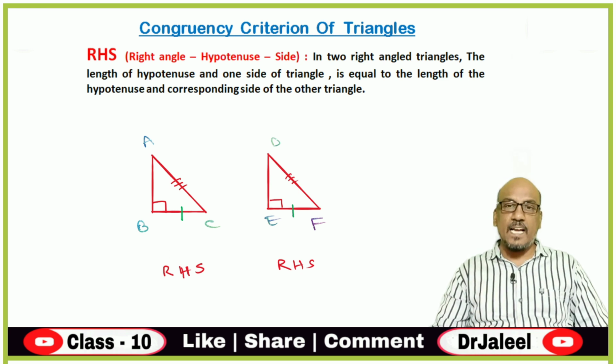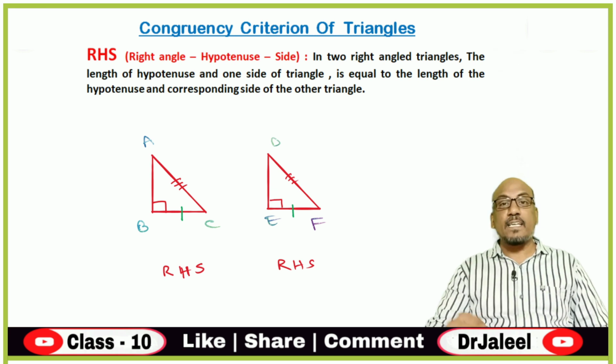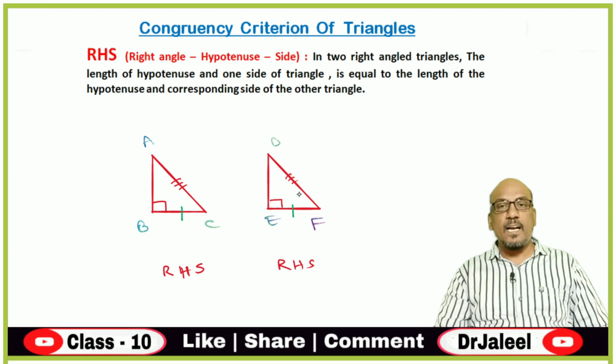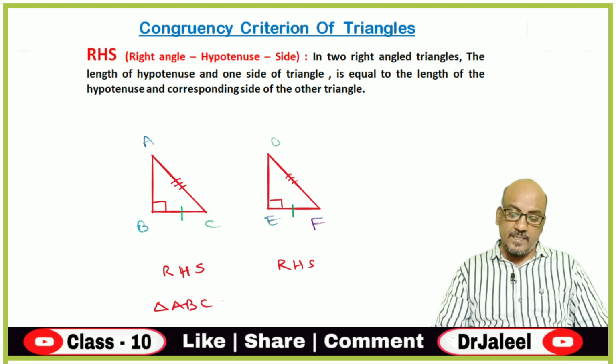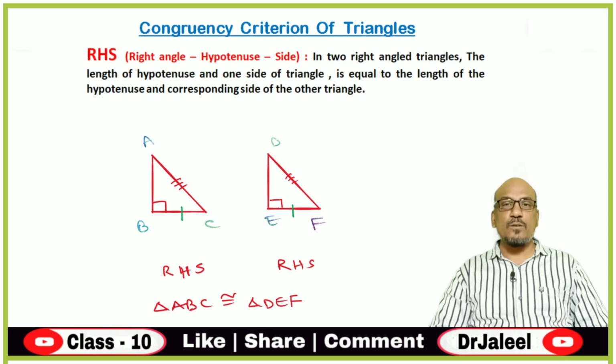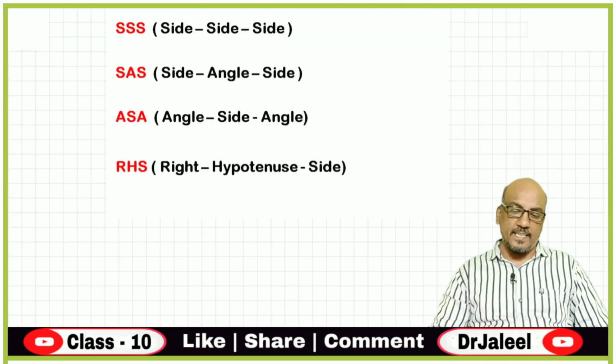If the right angle, hypotenuse and side of one triangle are equal to the corresponding right angle, hypotenuse and side of another, then both are called congruent triangles. So here you can write triangle ABC is congruent to triangle DEF. So these four are the congruency criteria. Let's go for the similarity criteria.